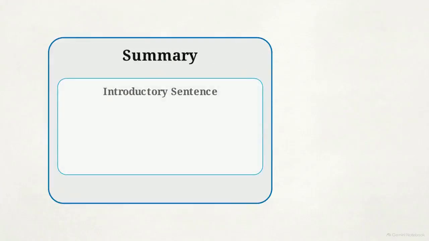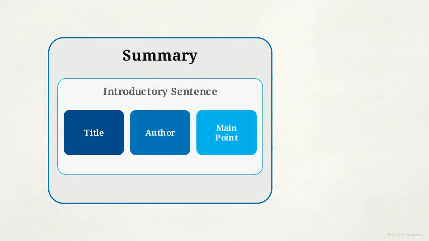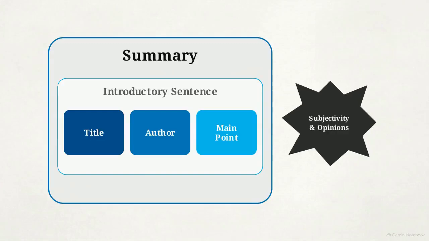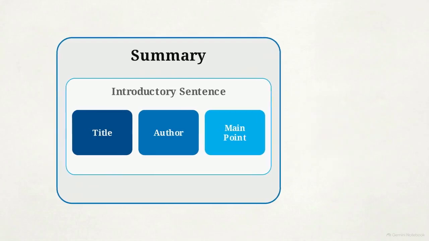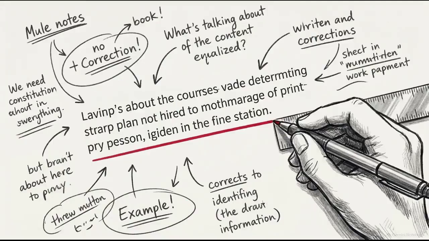An effective summary starts with a single introductory sentence combining the title, author, and main point. A common error is including subjectivity. You must exclude personal opinions, capturing only the ideas as the author presented them. You are not rewriting the story. You are acting as an objective filter, isolating the structural essence of the text.